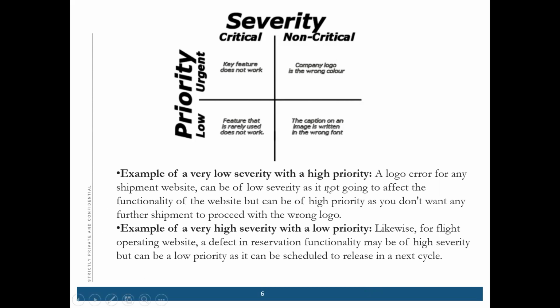Or you can take the example of a flight operation website, in which there are some functionality which nobody is using or nobody is bothered about, and it is not working. But if you resolve that, it will take some time to resolve it. And it's low priority. Why? Because it is not much in use currently. So we can do it at a later point of time also.